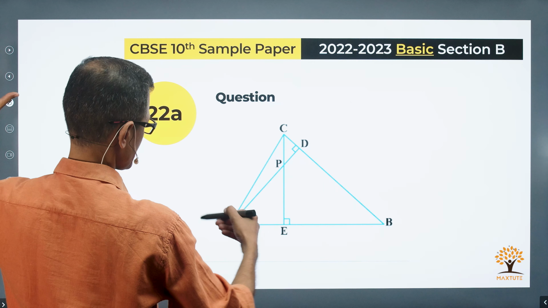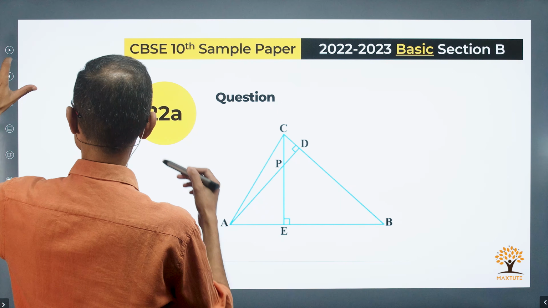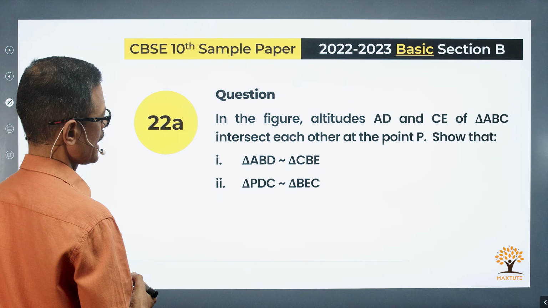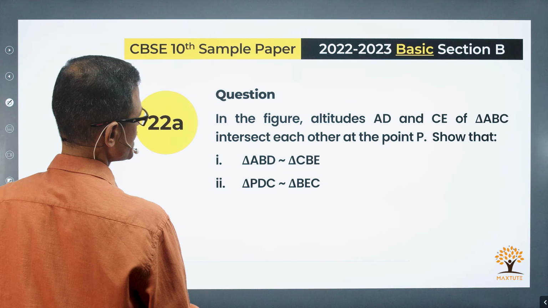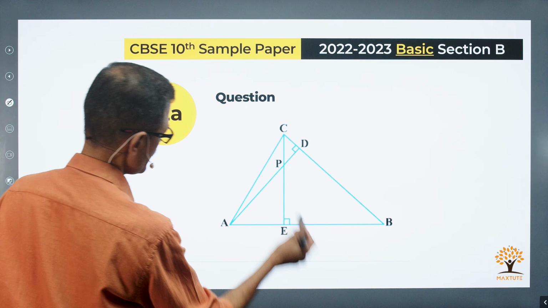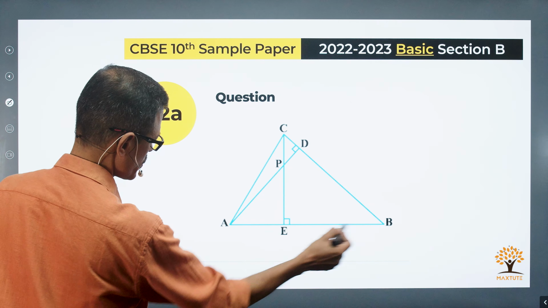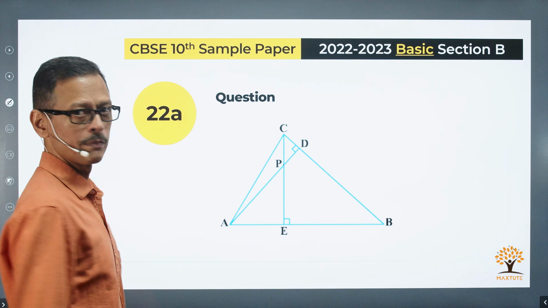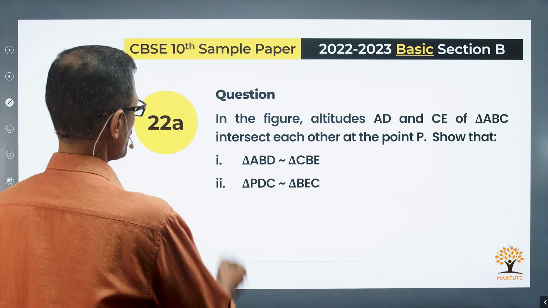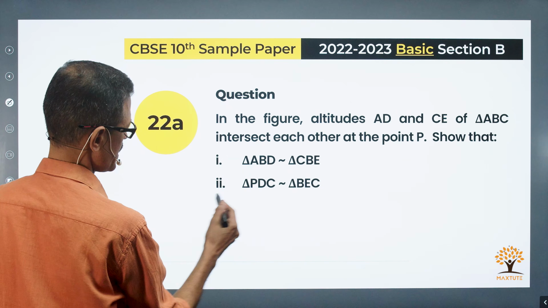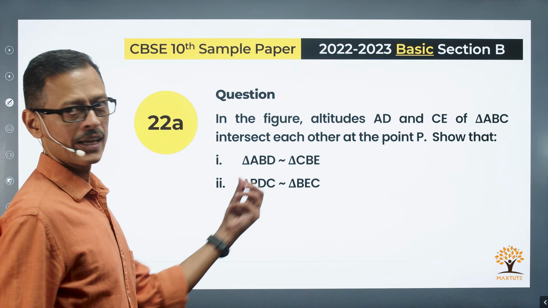There's a triangle ABC given. Altitudes AD and CE of triangle ABC intersect each other at point P. AD is an altitude drawn to side BC. CE is an altitude drawn to side AB in the same triangle ABC. These two intersect at point P. We need to show that triangle ABD is similar to triangle CBE. That's the first thing. Then, triangle PDC is similar to triangle BEC.